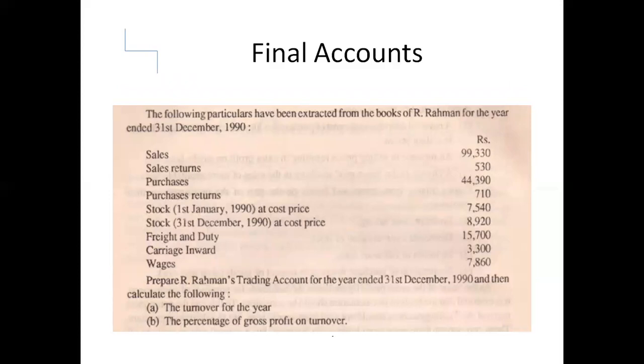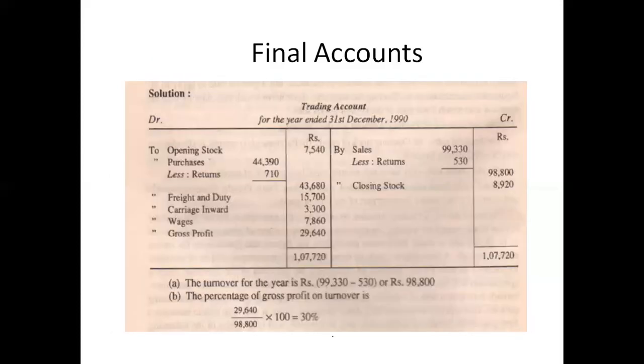Now we have to calculate the turnover for that year. What is the turnover for that year? Turnover is different from profit. Profit is 29,640, the difference between income and expenses. Whereas turnover actually is the sales for that company, and that is 99,330 minus 530, or 98,800.